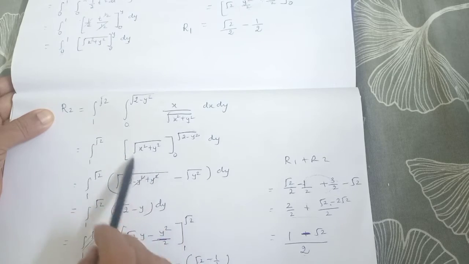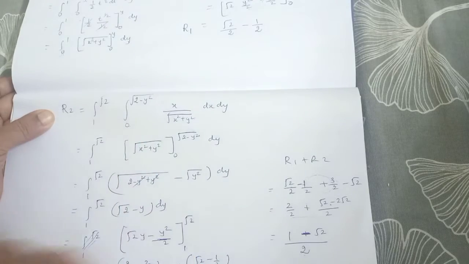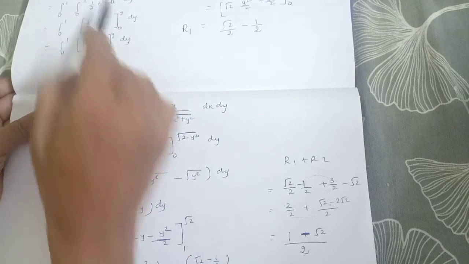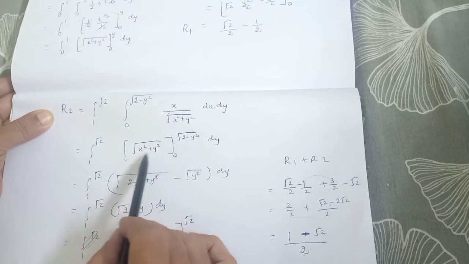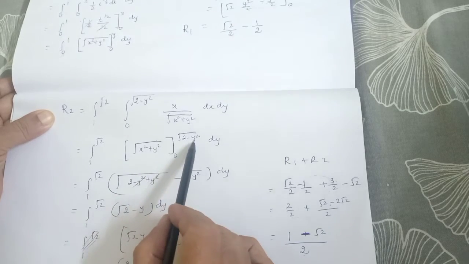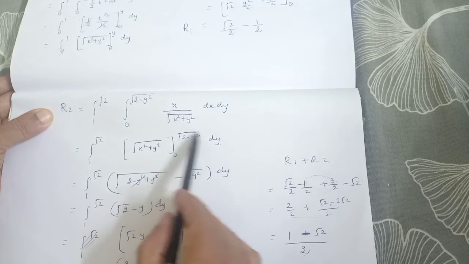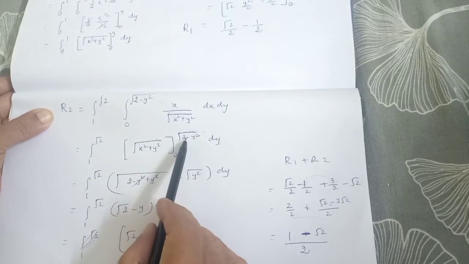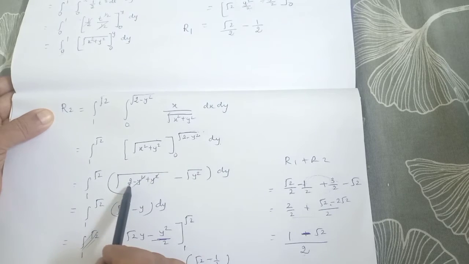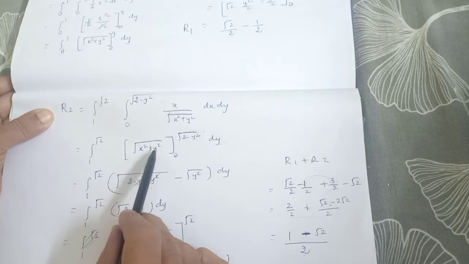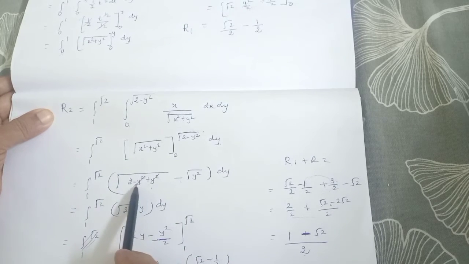This is the same process as R1. So we can substitute directly in this value, root of x square plus y square, 0 to root of 2 minus y square, dy. The upper limit is root of 2 minus y square. Instead of x we substitute root of 2 minus y square, so 2 minus y square plus y square, minus the lower limit 0. So y square plus y square, minus y square cancel, remaining root 2 minus y, dy.